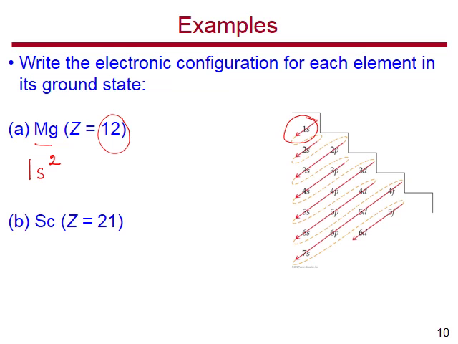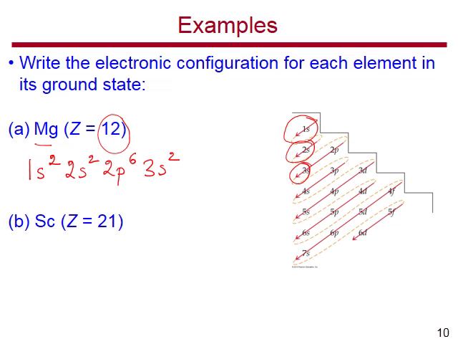Now, the next 2 electrons will go to occupy the 2s subshell, and then they will occupy the 2p subshell. Remember, a p subshell can have a maximum of 6 electrons, so it's going to be 2p6. Now the remaining 2 electrons will go to occupy the 3s subshell. So therefore, the electron configuration of magnesium is 1s2, 2s2, 2p6 and 3s2.